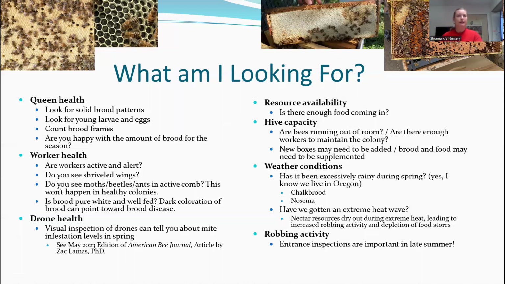So resource availability, understand when your nectar flows are happening. We're just finishing up on the vine maple, the big leaf maple nectar flow. A lot of the maples have been blooming. The bees have been bringing in lots of nectar. So really good honey for those of you who actually want to harvest it.